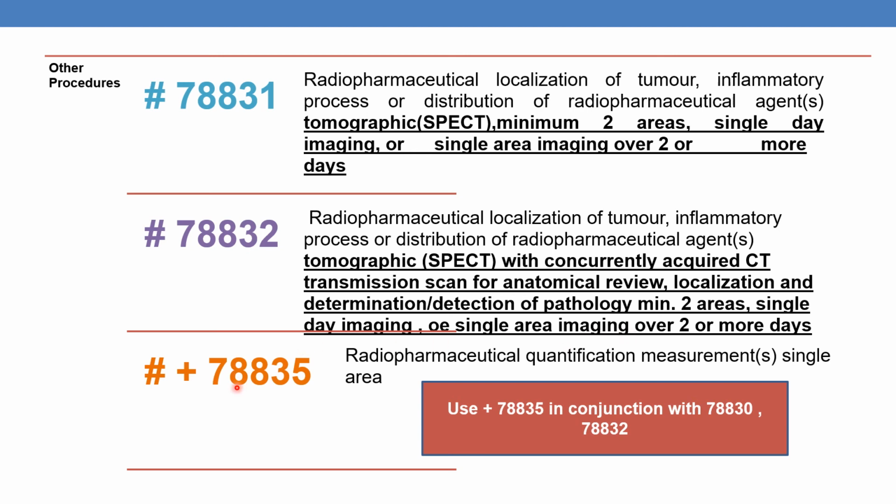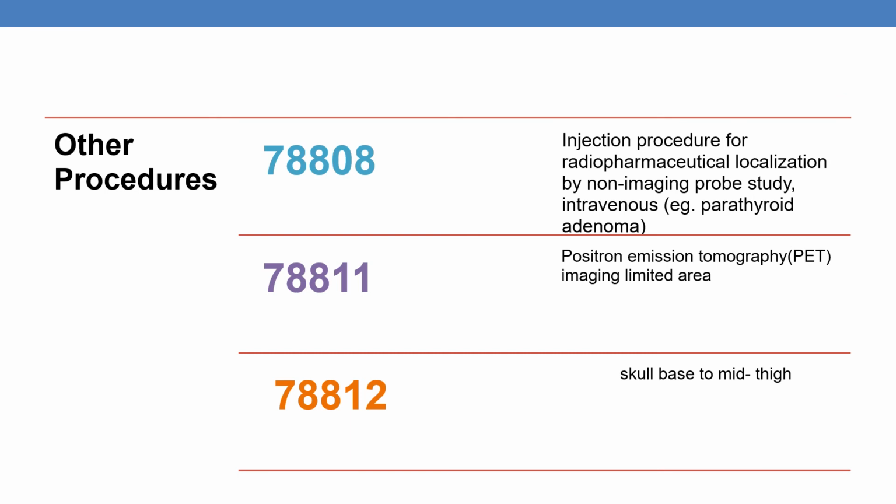The next is an add-on code, plus 78835. It deals with radiopharmaceutical quantification measurement, single area. Use plus 78835 in conjunction with 78830 or 78832. The other procedures are 78808. Injection procedure for radiopharmaceutical localization by non-imaging probe study, intravenous. For example, parathyroid adenoma. The next is 78811, positron emission tomography imaging, limited area.